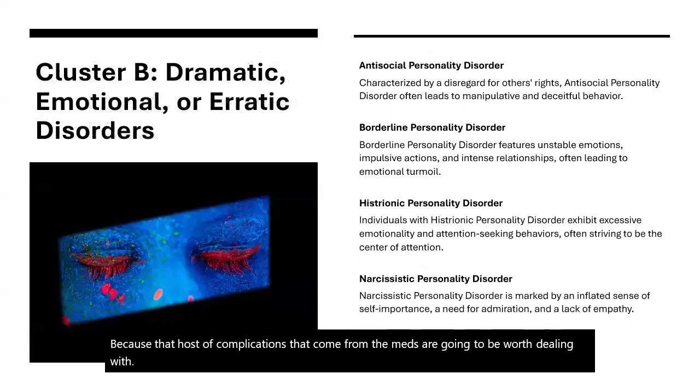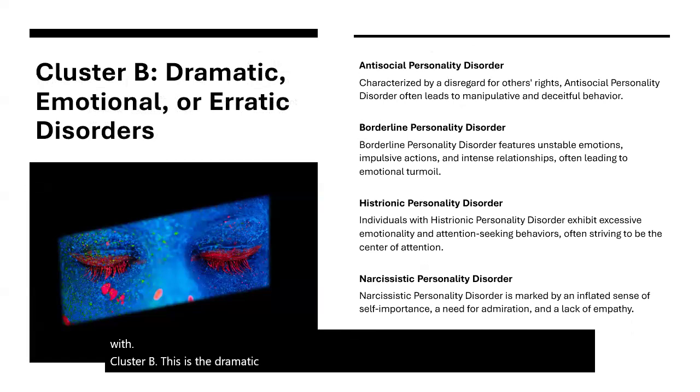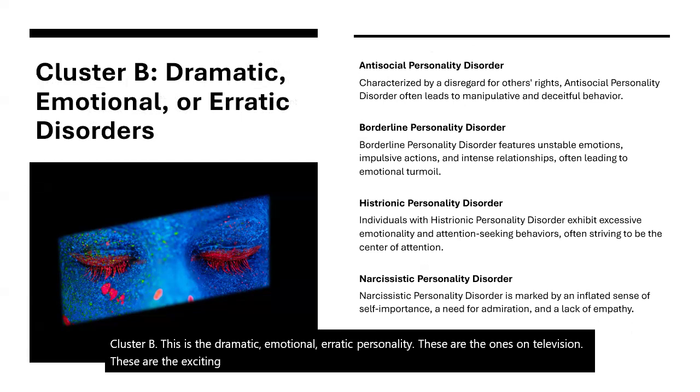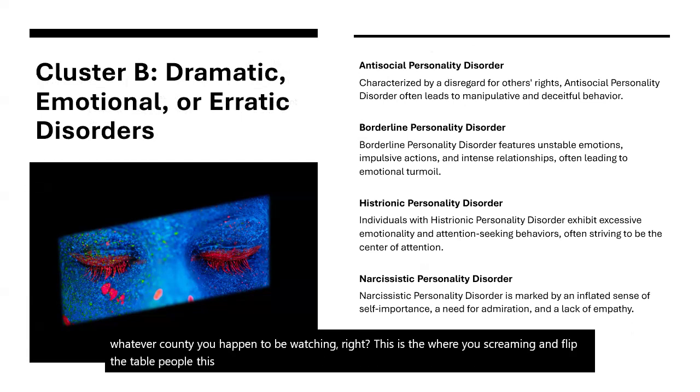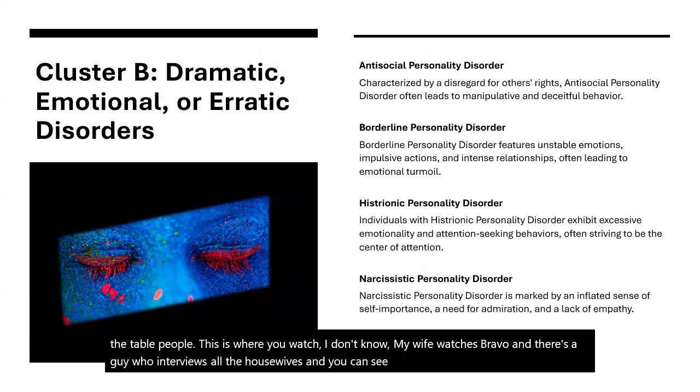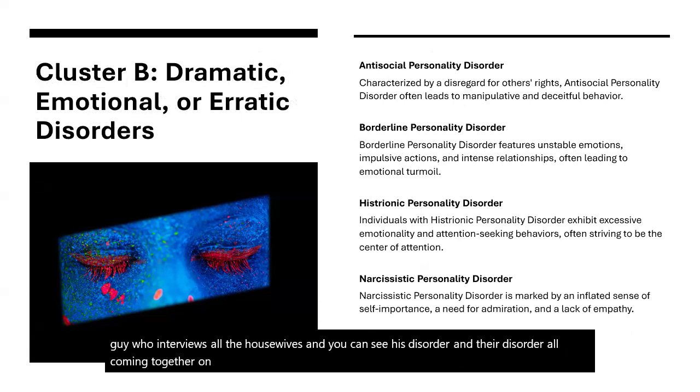Cluster B, this is the dramatic, emotional, erratic personality. These are the ones on television. These are the exciting ones. These are the ones that you might see on the Housewives of whatever county you happen to be watching, right? This is where you get the screaming and flip-the-table people. My wife watches Bravo and there's a guy who interviews all the housewives and you can see his disorder and their disorder all coming together on the screen. It's very entertaining until they're in your life. And then it's less than entertaining.